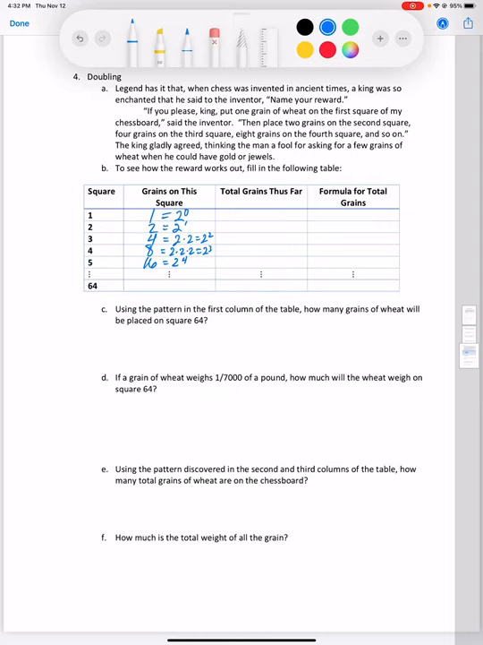To see how many were put on the 64th square, let's take a look at the patterns in the square number and our exponents. The 0 exponent corresponds to the first square. The first exponent corresponds to the second square, the second exponent to the third, 2 cubed corresponds to the fourth square, and 2 to the fourth corresponds to the fifth. Notice that each of my exponents increases by 1 as the squares increase by 1, and the exponents are 1 less than the square number. So therefore, the grains on square 64 is going to be 2 to the 63rd power.